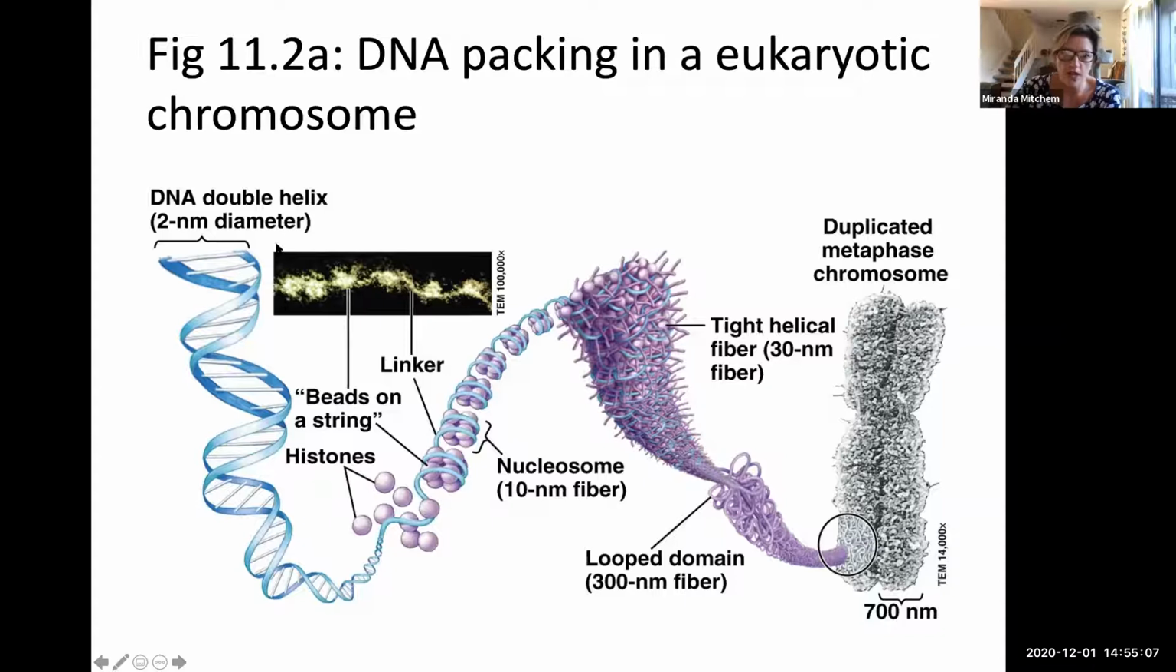This part of the figure here is an electron micrograph of the DNA that is organized in histones. And it's described as looking like beads on a string. And the beads are where the nucleosomes are. Then the string is just a little bit of DNA called a linker sequence that is in between each of the nucleosomes.